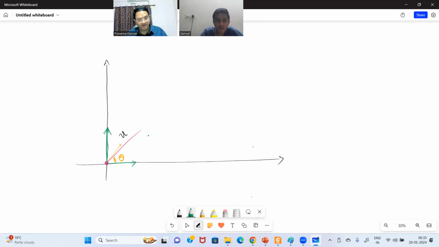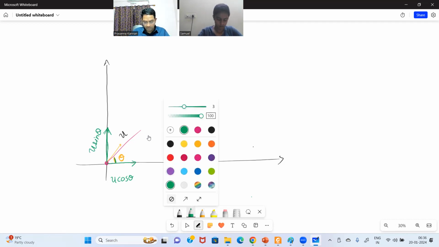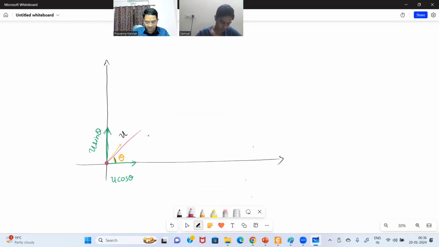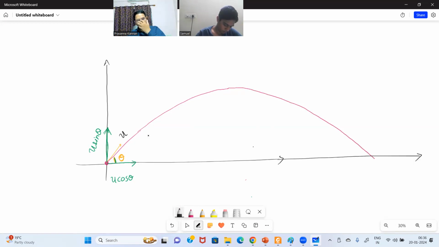It's basic trigonometry actually. This will be u cos theta. The side which is touching theta will be cos, and the other side will be sin theta, so we use u sin theta. What will happen is the projectile will reach a maximum height and once again come down. So you can see that the trajectory of a projectile is a parabola.